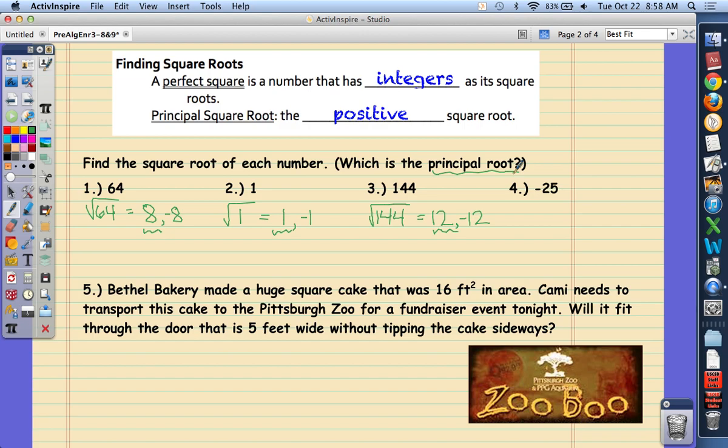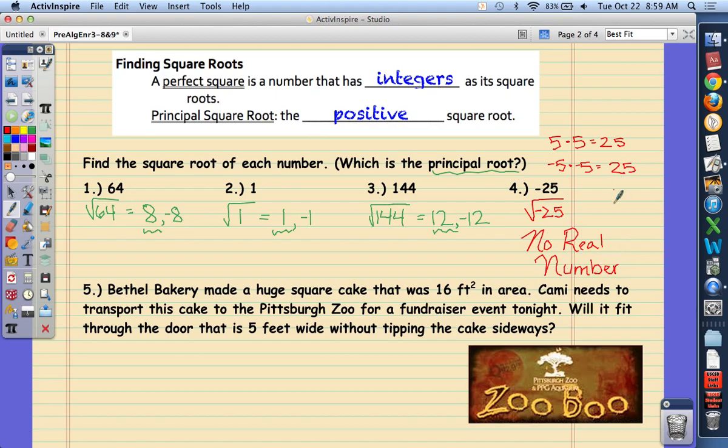The last one I'm doing separately because this one's a little different. When you try to find the square root of negative 25, you may be struggling with this because 5 times 5 gives me 25, and negative 5 times negative 5 gives me positive 25 again. So what is the square root of negative 25? What can be multiplied by itself to get negative 25? The answer is nothing. There is no real number anyways. No real number. We cannot take the square root of a negative number.